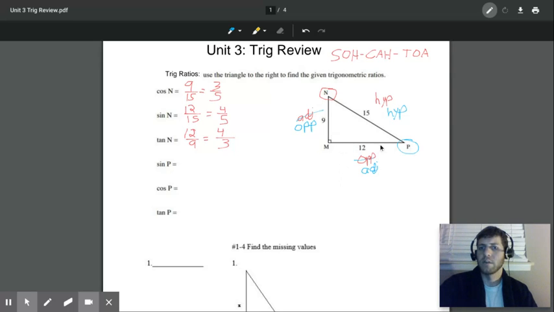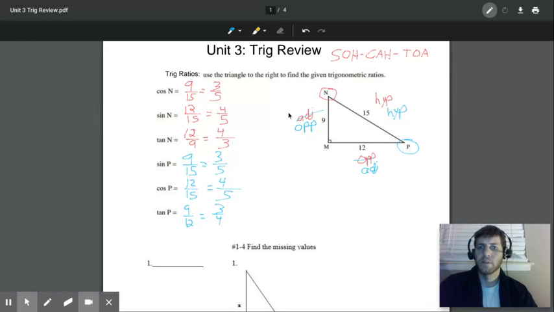All right. So sine of P, that's opposite over hypotenuse. Opposite is 9, hypotenuse is 15, so that's 9 over 15, which reduces to 3 over 5. Cosine of P, cosine is adjacent over hypotenuse, so adjacent's 12, hypotenuse is 15, that's 12 over 15, which is going to reduce to 4 over 5. And then tangent of P is opposite over adjacent, so that's 9 over 12, which is going to reduce to 3 over 4.